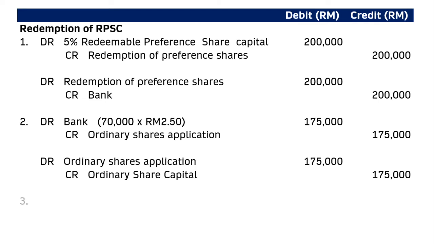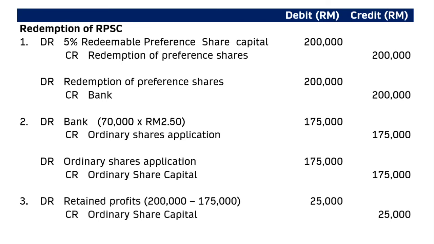The last step is to cover the amount that have not been covered by the issuance of shares, which is 25,000. So we're going to use your retained profit. So you have covered 175, so another 25,000 will be covered by the retained profit. Okay, that's all for redemption.